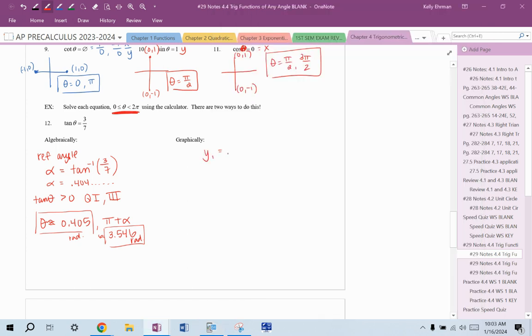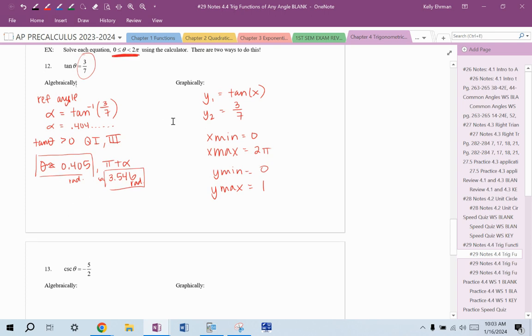So y1 was tangent of x. y2 was 3/7. Might as well write down our x min, x max. So x min was 0. X max was 2 pi. Y min was 0. And y max was 1. And that was, I just did 0 to 1 because I just wanted to get to 3/7. I didn't care about the rest of the graph. And that's it.